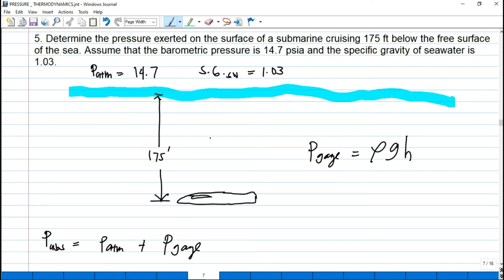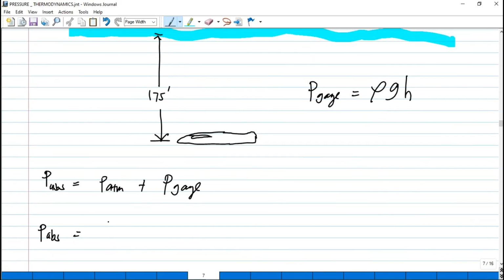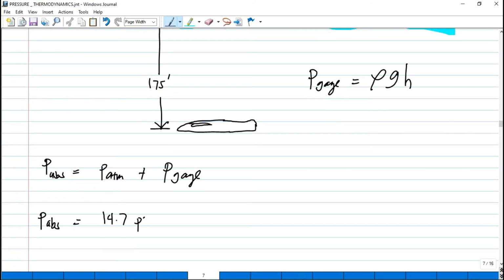Okay, so yung density ng seawater is not given, pero binigyan tayo dito guys ng specific gravity. So we can compute for the density of seawater. So the pressure at the bottom, that is absolute pressure, is equal to atmospheric pressure, given as 14.7 psi, plus the gauge pressure, which is density g h. The density of seawater times g times the height, which is 175 feet. Hanapin natin guys muna yung density of seawater.